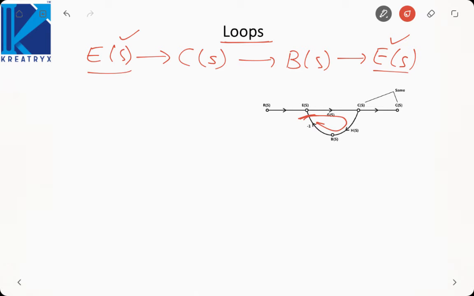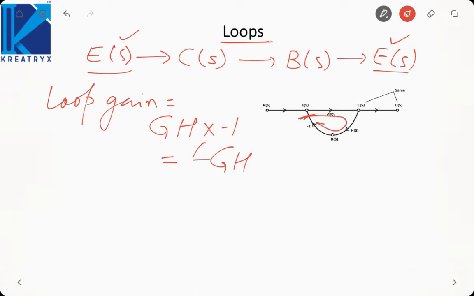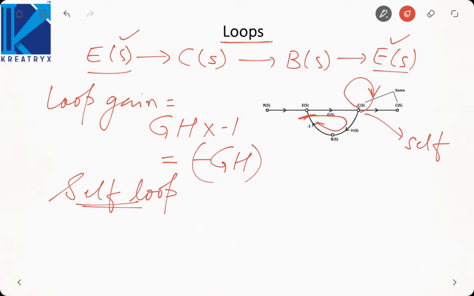So if I ask you what is the loop gain here, it will be GH into -1. So that is minus GH. Okay. So this is my loop. Now in loops we also define something called a self loop. A self loop means a loop which is concentrated at only one node. Like if I take a loop here that is from CS to CS, this is called a self loop. Okay. Such self loops are valid at an output node.